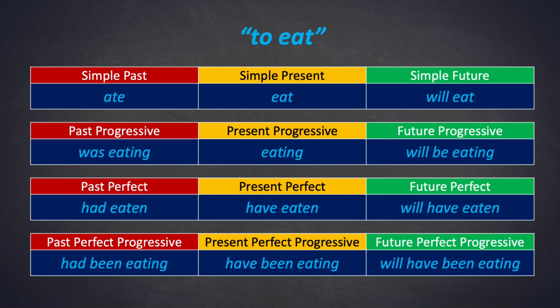Let me illustrate what I mean with this English verb table. Let's take a look at the verb to eat and how it is used in the past, present, and future tenses. Take note that in English, there are different forms of these tenses, from simple to perfect progressive tenses. Let's examine each tense and see how they relate to English.